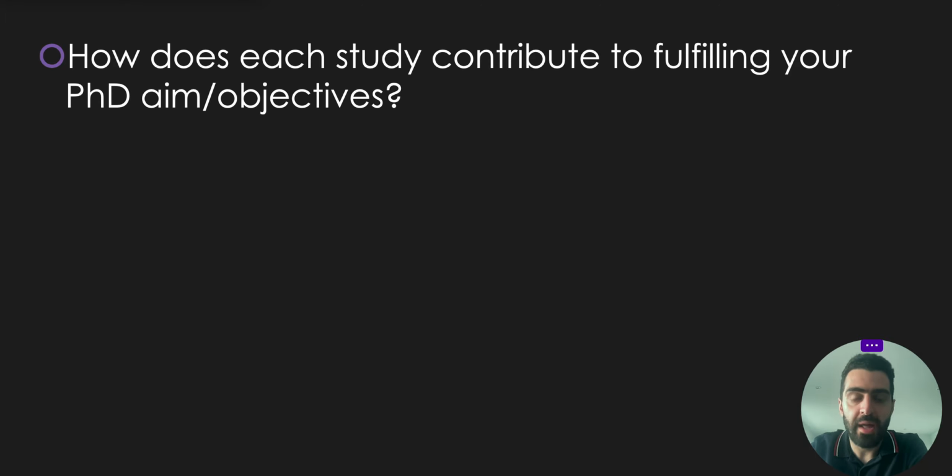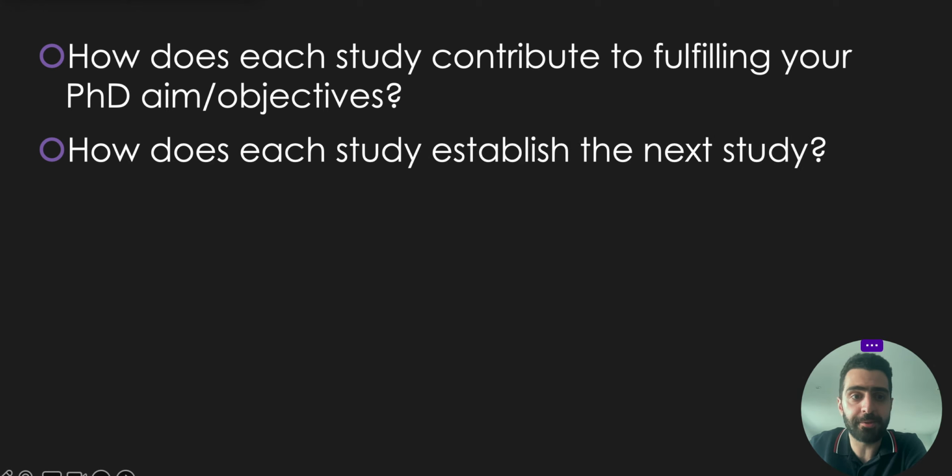Number 1, how does each study contribute to fulfilling your PhD aim or objectives? So when you've conducted those individual studies, you need to make it very clear to the reader how each one contributed to answering your overall aims and objectives. What I don't want to be as a reader doing is asking myself, okay, that's a good study or experiment, but I don't see how that's relevant to the overall PhD aim and objectives. So that to me is the first one that it's really important to answer.